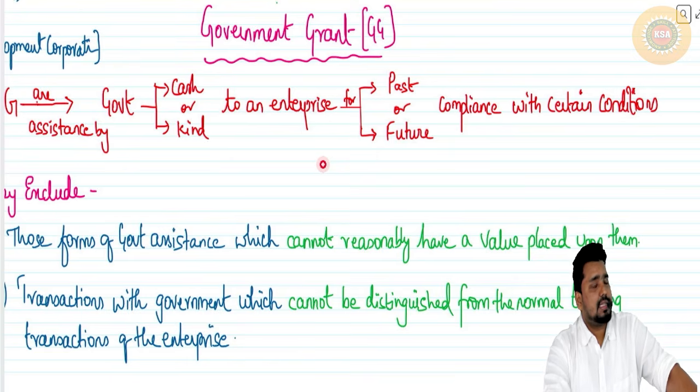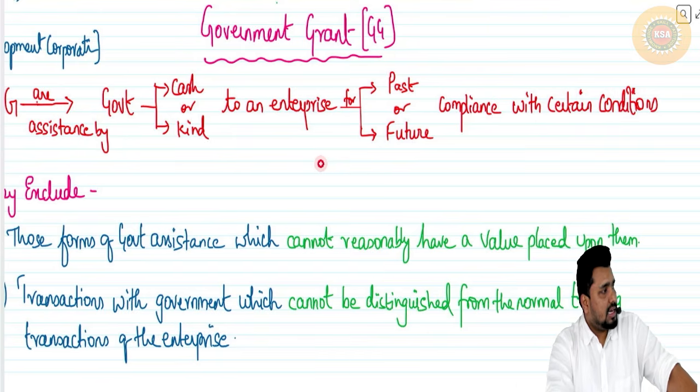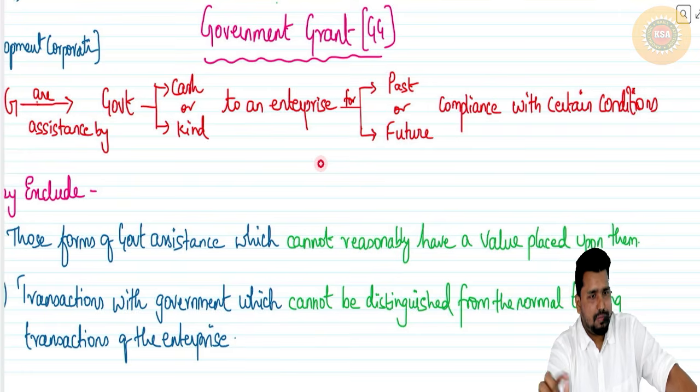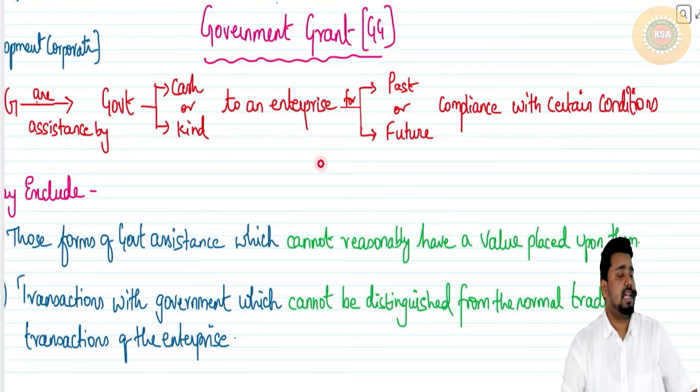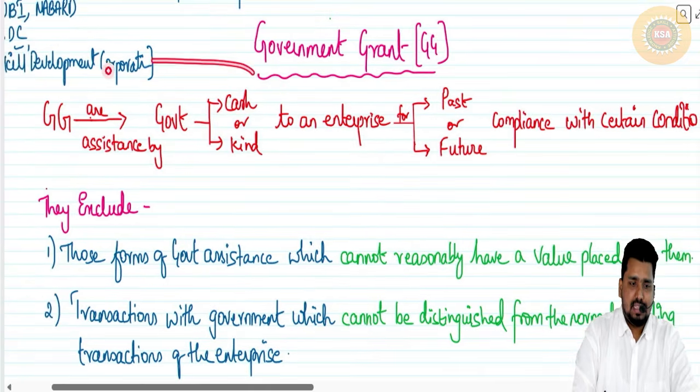Government grants are assistance in cash or kind received by an enterprise. Who will be giving it? Either for what they are receiving, for past or future compliance with certain conditions. Government means what government? Only Tamil Nadu, Karnataka, Kerala government, or any government? Any government. Therefore, they are defining government. The definition of government grant is this.